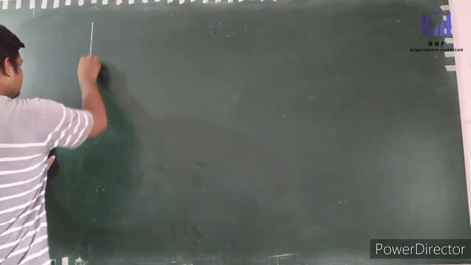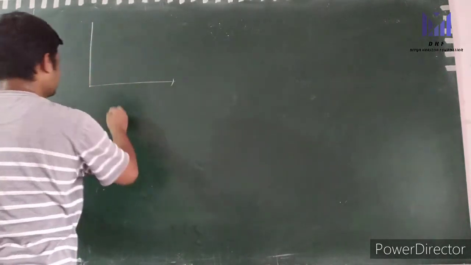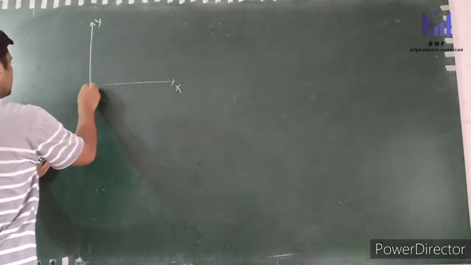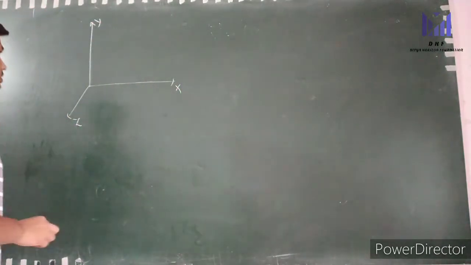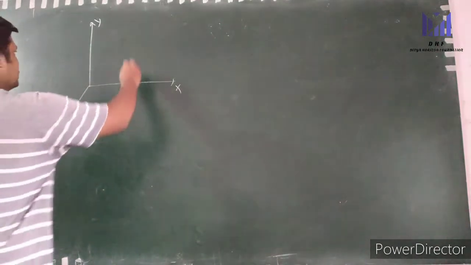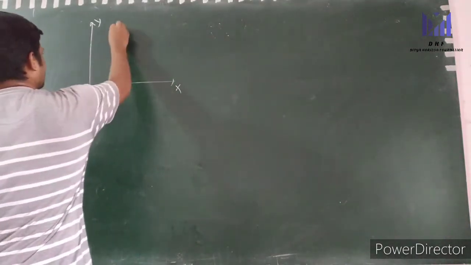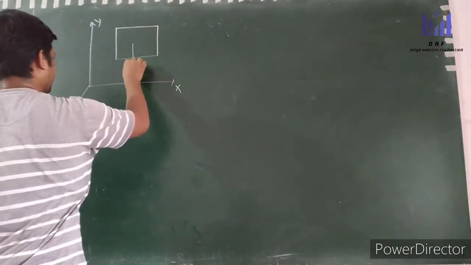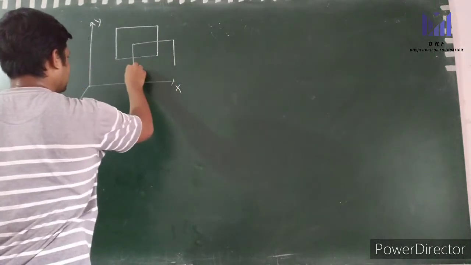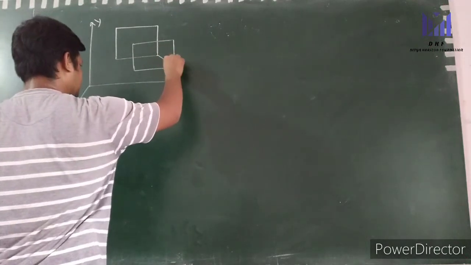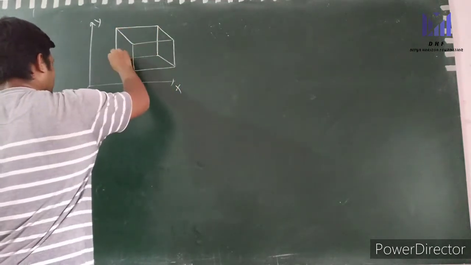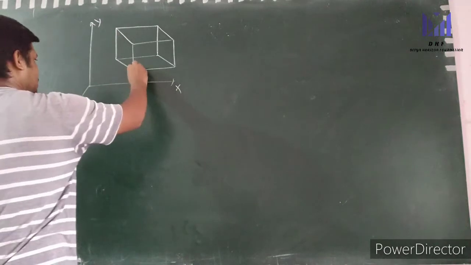So let us consider a coordinate system in space, a Cartesian coordinate system. This is, let's say, the x-axis, y-axis, and this is the z-axis. In this coordinate system, we consider a small volume element in the shape of a cuboid. This is very, very small. To analyze it, I am making it a little bit large. Actually, this is very, very small.